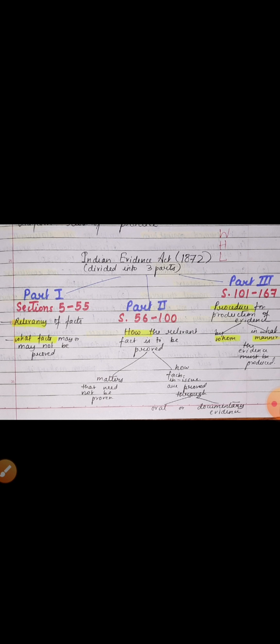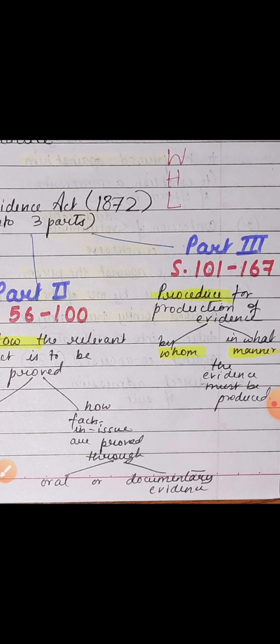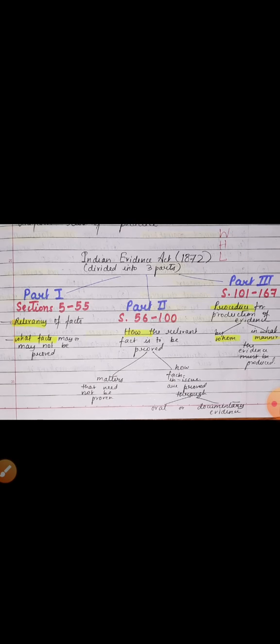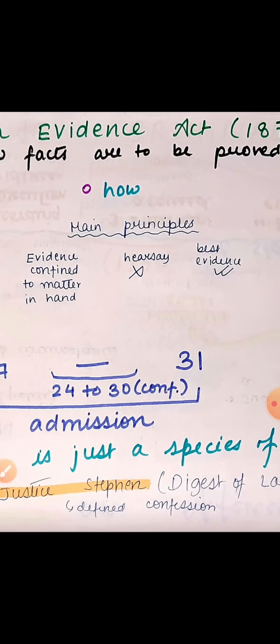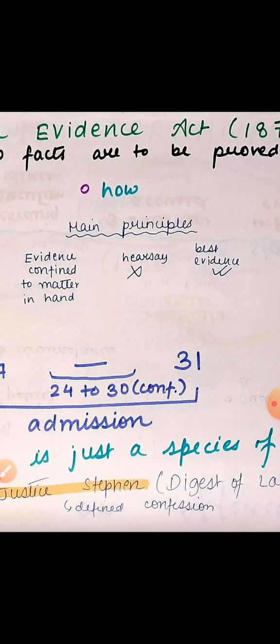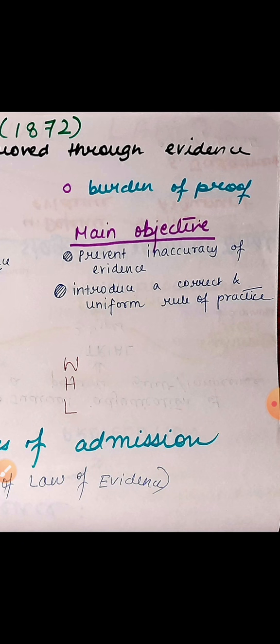And part 3 of the Indian Evidence Act of 1872 includes sections 101 to 167, and it deals with the procedure for the production of evidence, by whom and in what manner. These things are given in part 3 of the Indian Evidence Act. Alright? Now, the main principle of the Indian Evidence Act is that evidence presented in the court has to be confined to the matter in hand. Hearsay evidence, as in inauthentic evidence, is not to be admitted, and the best evidence needs to be given in all the cases.